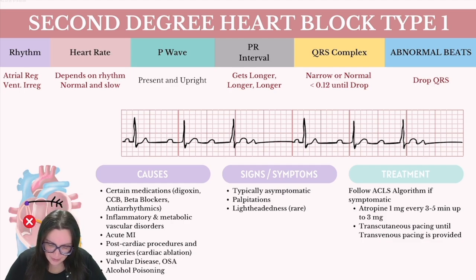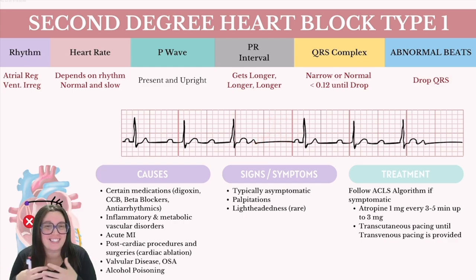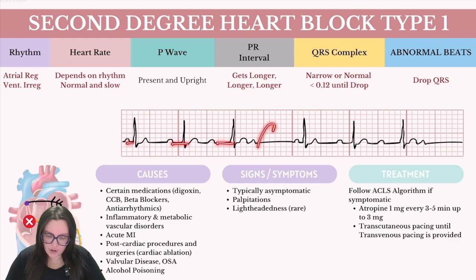So if you look here, we have a short PR interval, then it gets a little bit longer, and then it gets a little bit longer, and then right here we have a P wave with nothing behind it, right? We get ghosted, right? Our QRS just gave up. So that's what's happening with our second degree heart blocks: it's just going to get longer, longer, longer, drop, and that is our second degree type 1.